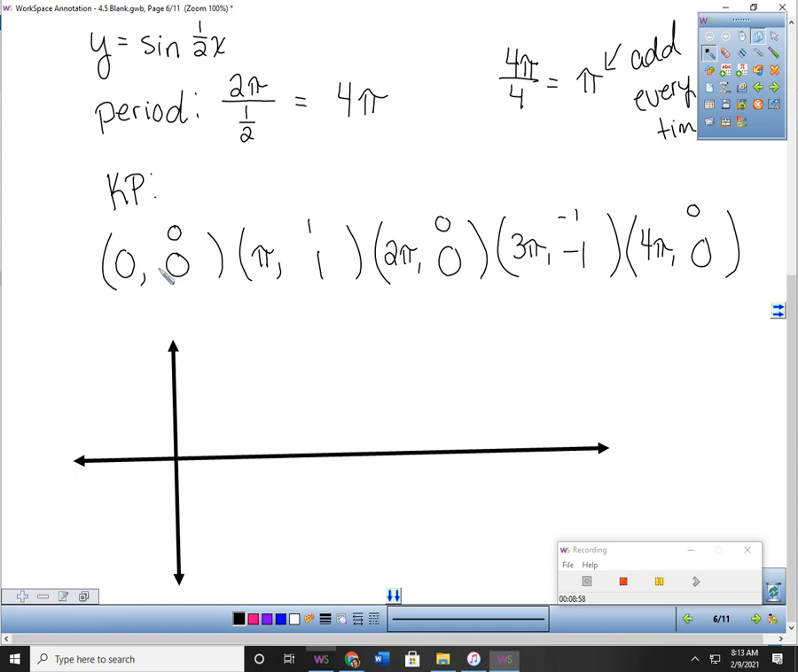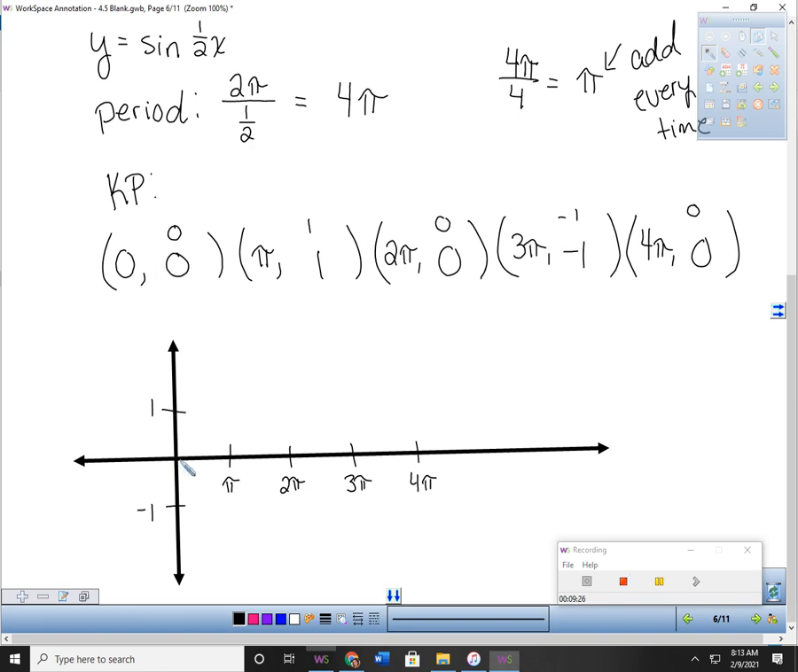And I'm counting by pi's. So I've got 1 pi, 2 pi, 3 pi, and 4 pi. And then the highest up I'm going to go is 1. And the lowest I'm going to go is -1.